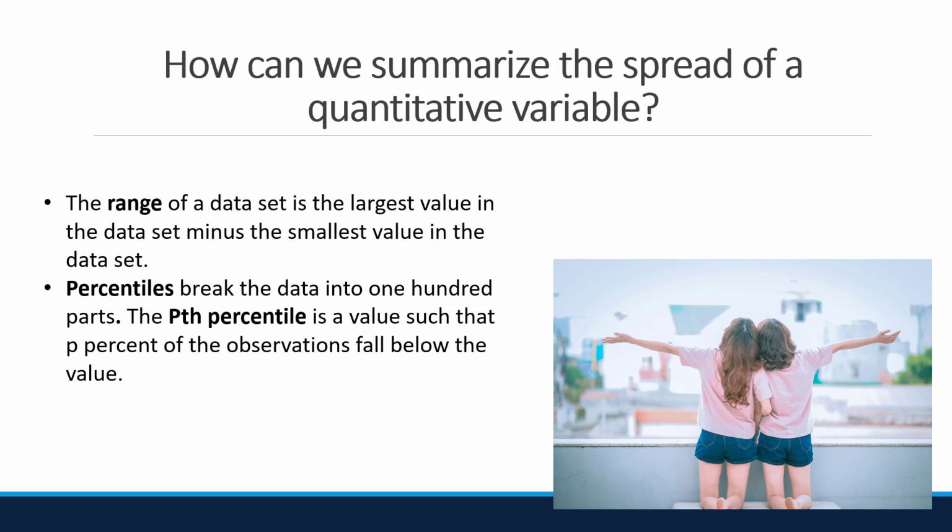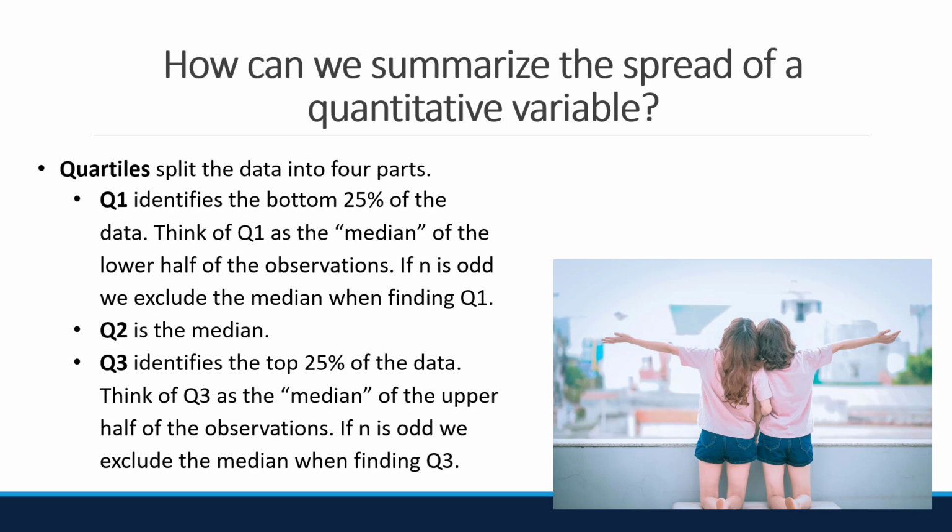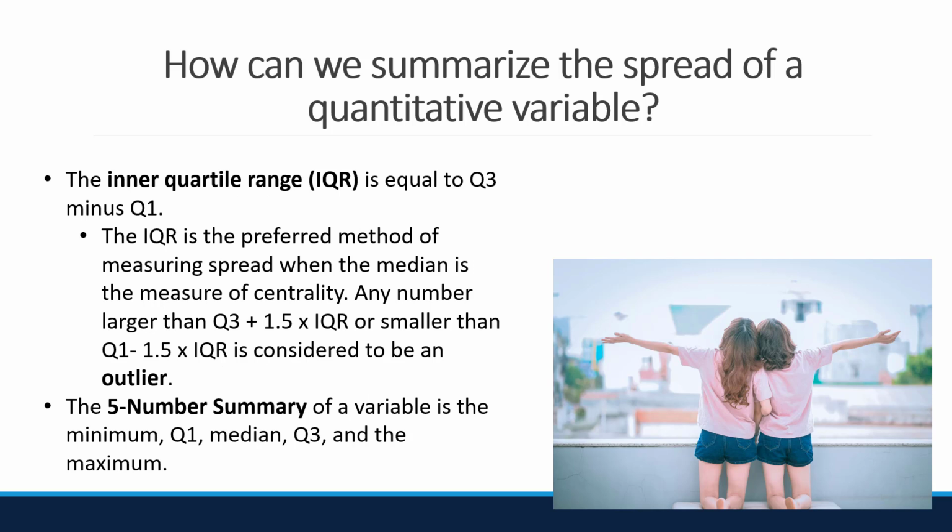Percentiles break the data into 100 parts. The pth percentile is the value such that p% of the observations fall below that value. Quartiles split the data into 4 parts. Q1 identifies the bottom 25% of the data. Q2 is the median. Q3 identifies the top 25% of the data. And the interquartile range is equal to Q3 minus Q1. The IQR is the preferred method of measuring spread when the median is the measure of centrality.